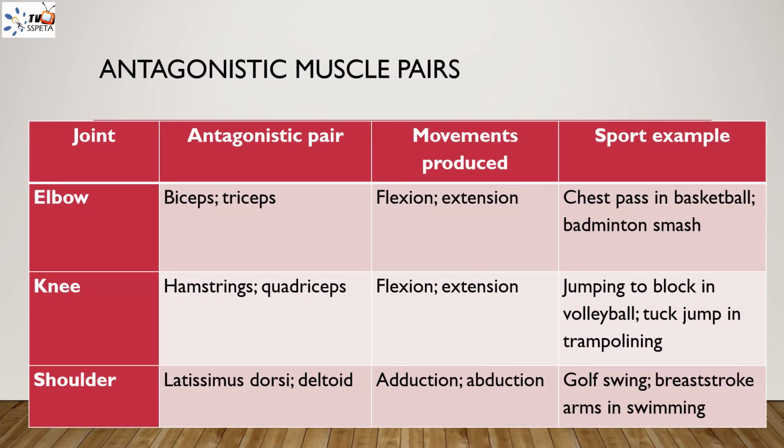We will now have a look at some antagonistic muscle pairs. For the sake of the slide, I will take one example, the elbow joint, and the antagonistic pairs, the biceps and the triceps, and the movements which can be produced, flexion and extension. One example in sport is a chest pass in basketball or even a badminton smash. Similarly, we have other joints which you can go through, and so you will know about the antagonistic muscle pairs.